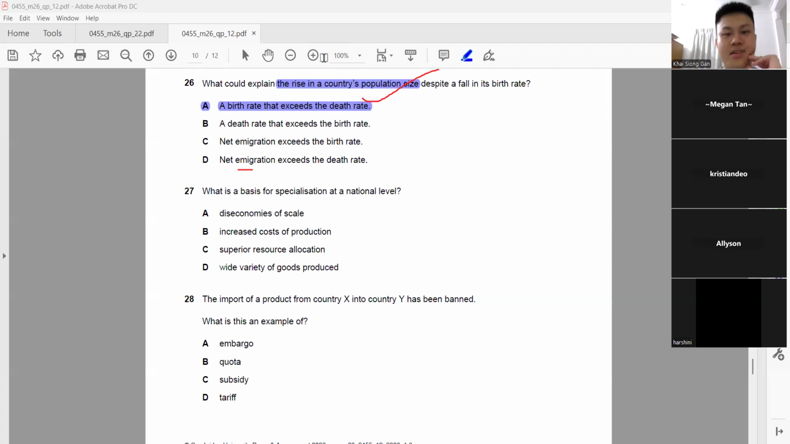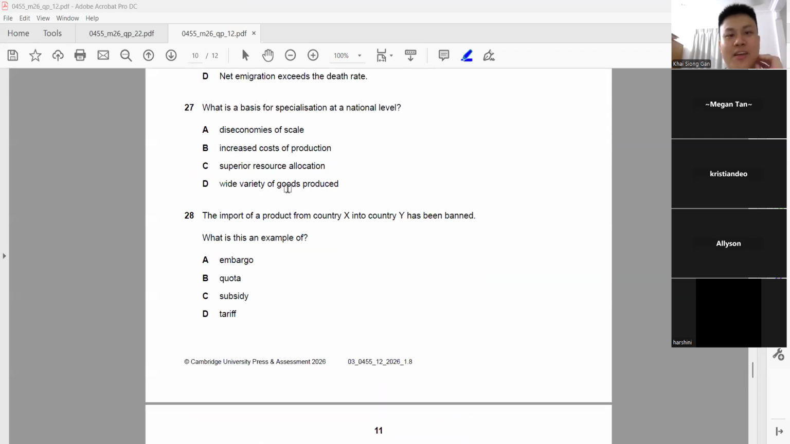Okay, net migration. Elena, net migration. Careless mistake. Okay, now, what is a basis for specialization at a national level?